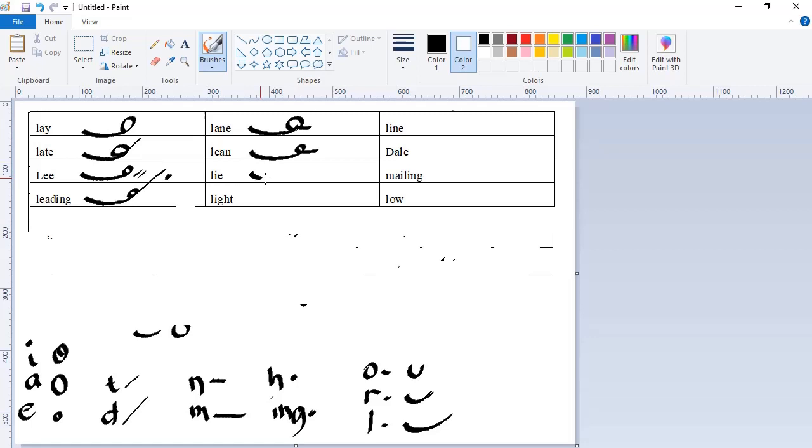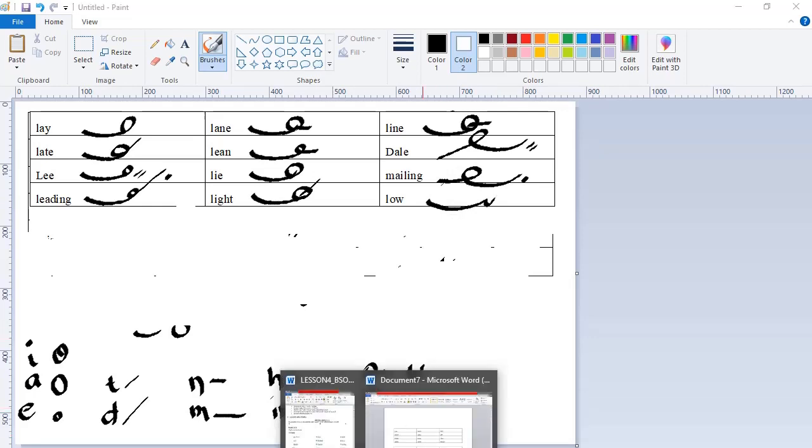Lie. We have L, and then your I. Lie. Light. We have L, we have I, and then T. Light. Next, line. We have L, we have I, and then N. Line. Dale. We have D, we have A, we have L, and then capital symbol. Mailing. M, A, L, and then ing. Low. We have L, and then O. Okay, so that's it for the words with the sound of ORL and yung strokes din ng ORL.